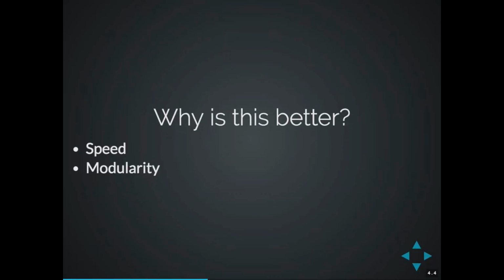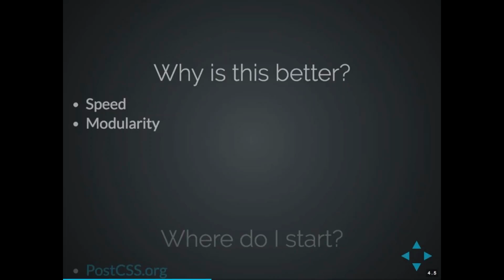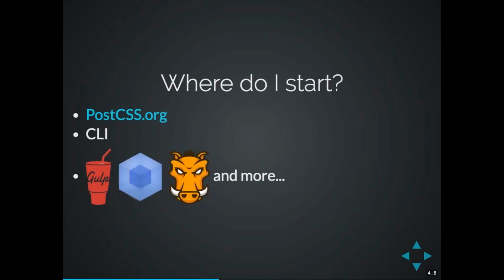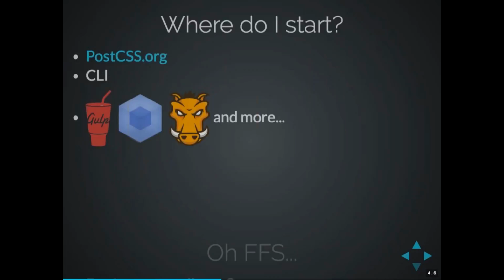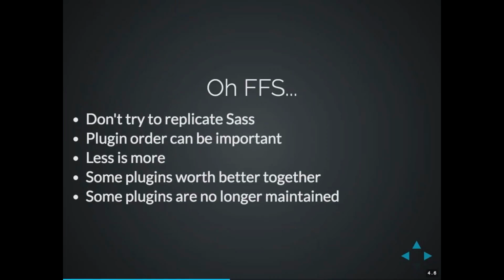So what's better about this? Some of the tests they've done, it is faster because there's less going on, and speed-wise they've found it's a bit faster in some cases. The modularity part of it is the big selling point for me. How do you start using it? PostCSS.org. They've got a CLI tool. It will integrate with any of your task runners. I tend to use Gulp. It's a bit easier, but it'll work with any of them.